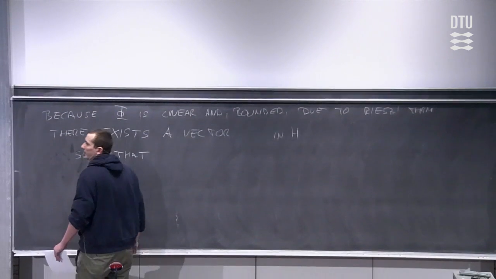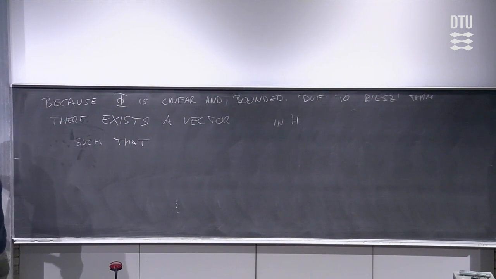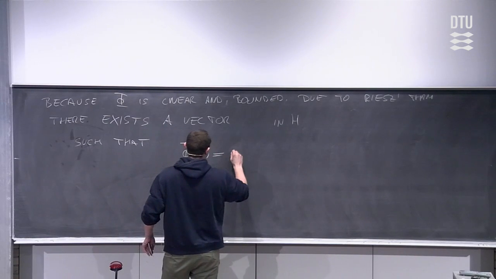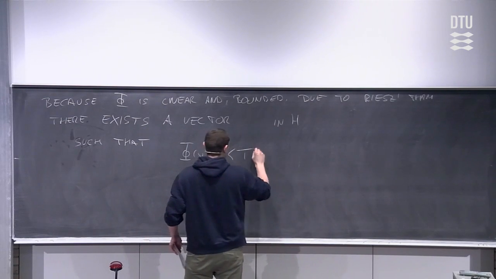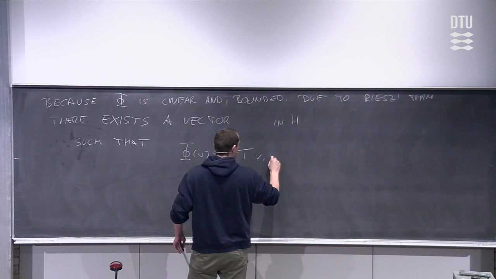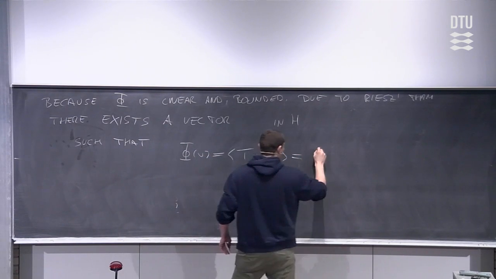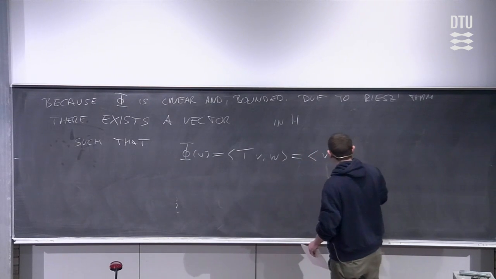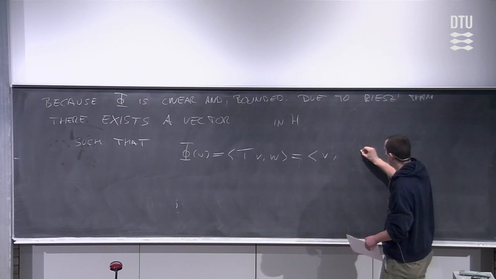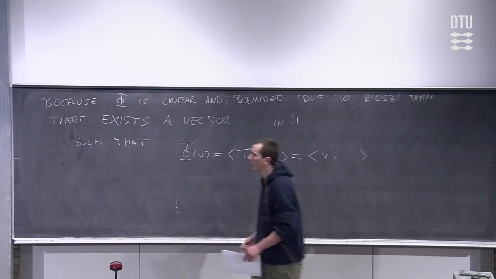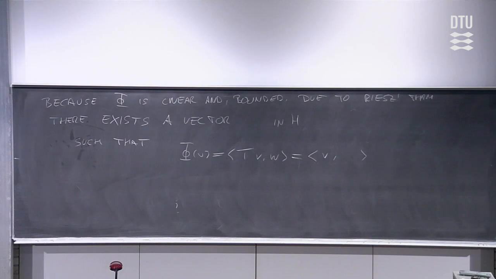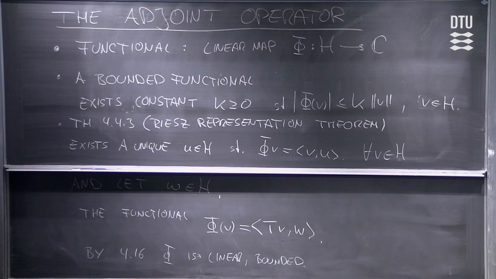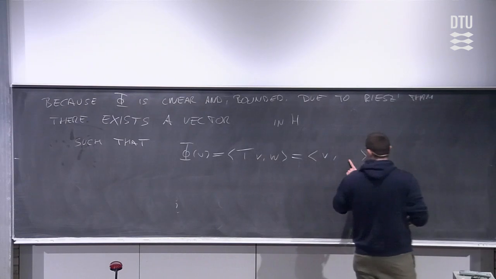well, let's simply see what it says here. We have our phi on V, and we can write this, well, it is defined as our linear bounded operator T applied to V inner product W. But by the Riesz representation theorem, we can write this as the inner product with V and then some other element here. Whatever that element is, it is unique and it lies in our Hilbert space.